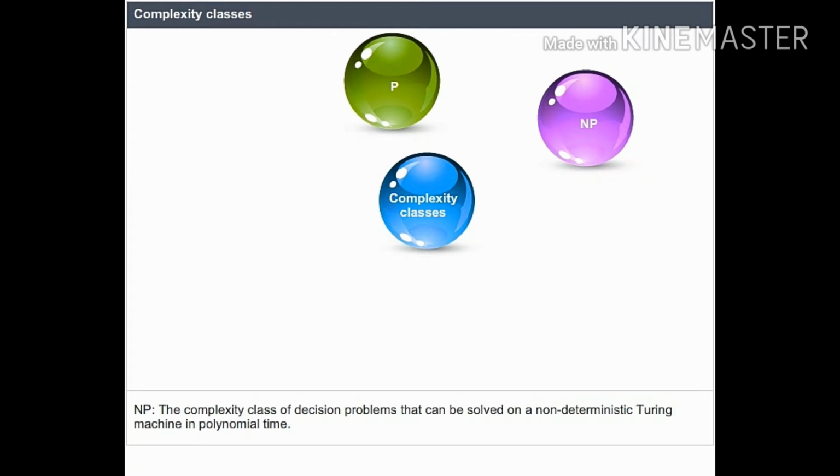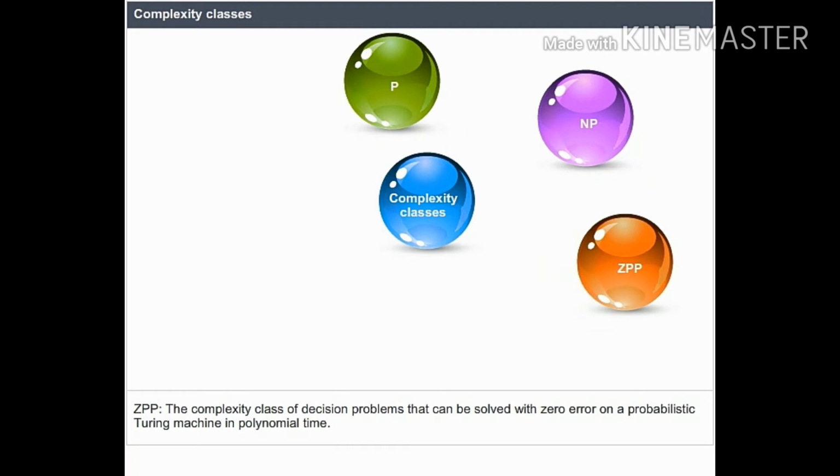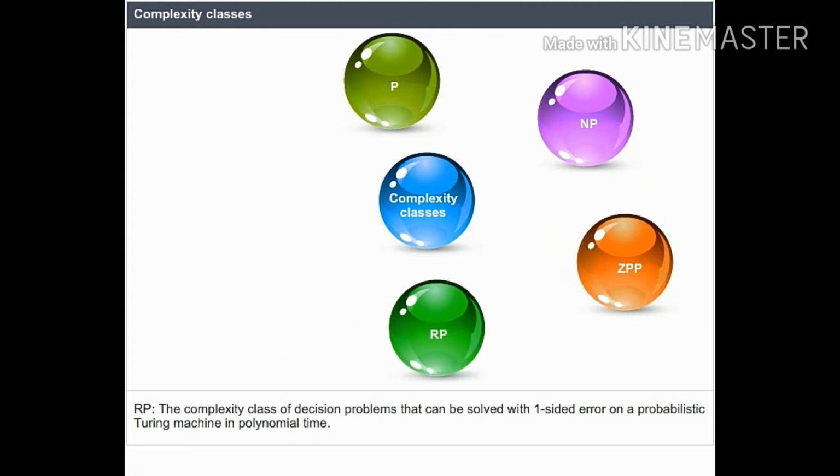NP. The complexity class of decision problems that can be solved on a non-deterministic Turing machine in polynomial time. ZPP. The complexity class of decision problems that can be solved with zero error on a probabilistic Turing machine in polynomial time. RP. The complexity class of decision problems that can be solved with one-sided error on a probabilistic Turing machine in polynomial time.